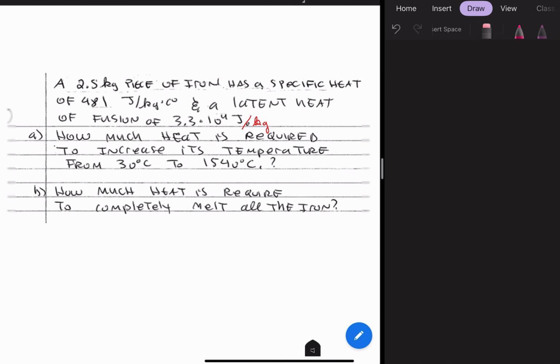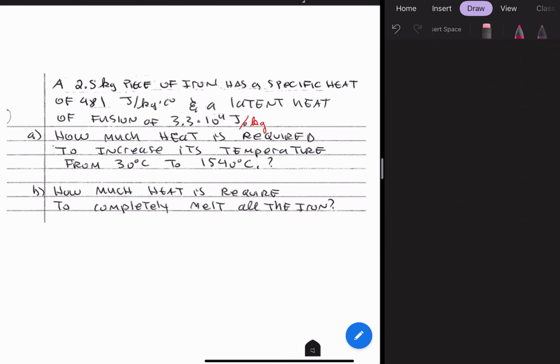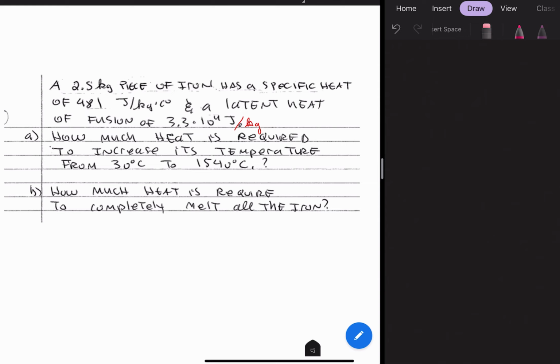The last word problem for the review says that a 2.5 kilogram piece of iron has a specific heat of 481 joules per kilogram per degree Celsius and a latent heat of fusion of 3.3 times 10 to the 4 joules per kilogram. Part A, how much heat is required to increase the temperature of the piece of iron from 30 degrees Celsius to 1,540 degrees Celsius. And part B, how much heat is required to completely melt the iron.